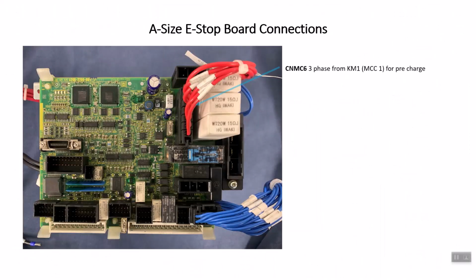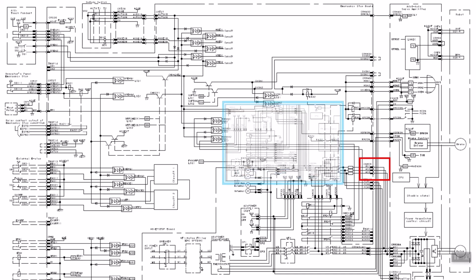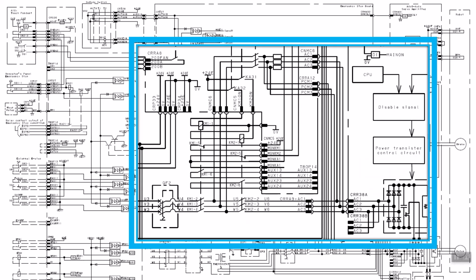CNMC6 is a three-phase input from KM1 used for precharge. To avoid damaging the DC link circuit, there is a precharge circuit that regulates the inrush voltage to the DC link capacitors. During precharge, the three-phase 200 volts AC is diverted from KM1 through relay KA4 and then three ceramic precharge resistors on the e-stop board.